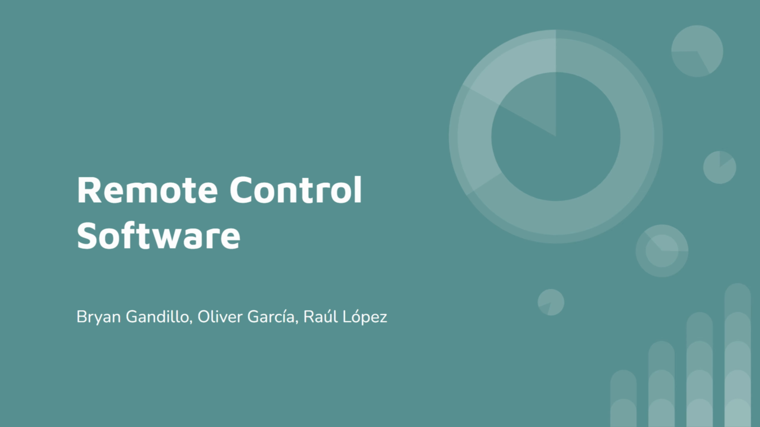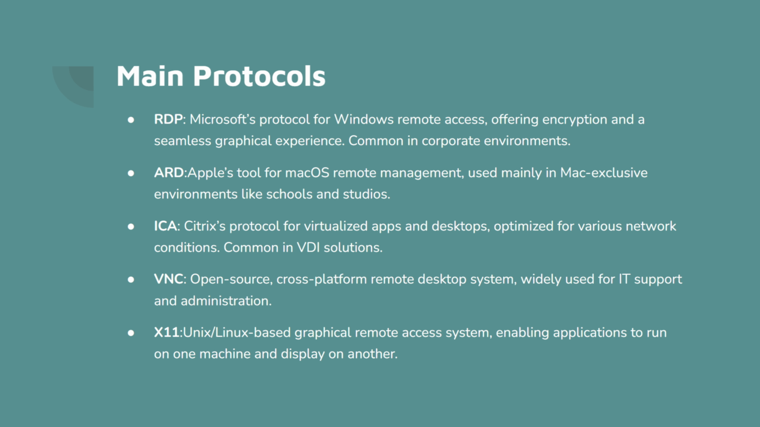Let's get started. Remote control software protocols include RDP for Windows, ARD for macOS, ICA for virtualized applications, VNC for cross-platform remote access, and X11 for Unix Linux graphical management. RDP is common in corporate environments, ARD in Mac exclusive settings, ICA in VDI solutions, VNC for IT support, and X11 for remote graphical applications.